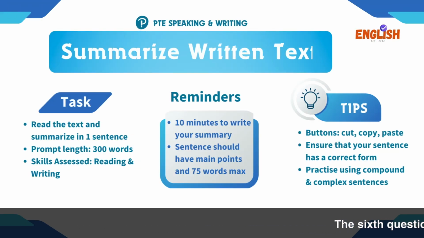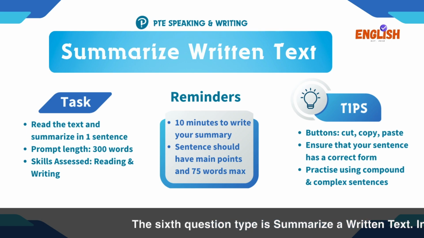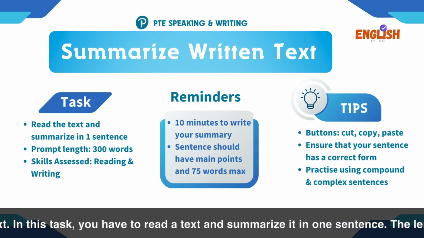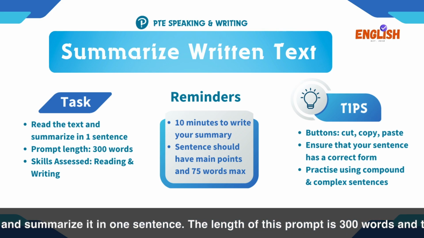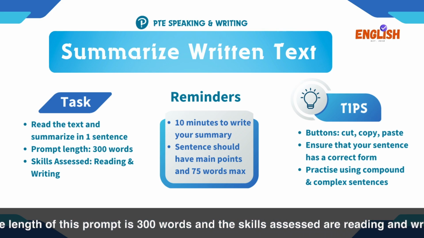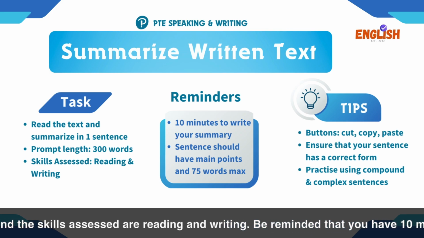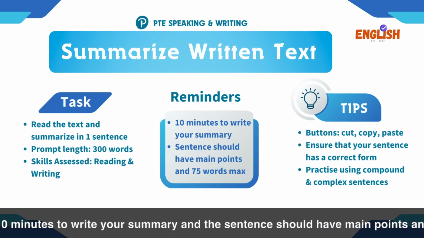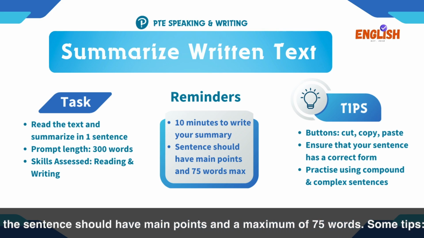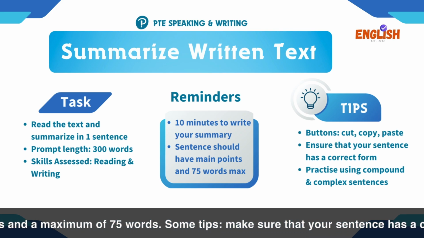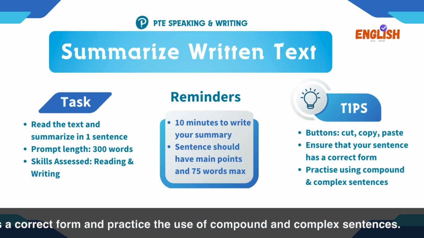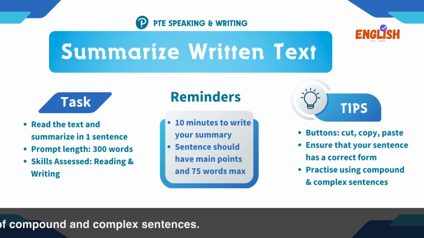The sixth question type is summarize written text. In this task, you have to read the text and summarize it in one sentence. The length of this prompt is 300 words, and the skills assessed are reading and writing. Be reminded that you have 10 minutes to write your summary, and the sentence should have the main points and a maximum of 75 words. Some tips. Make sure that your sentence has a correct form and practice the use of compound and complex sentences.